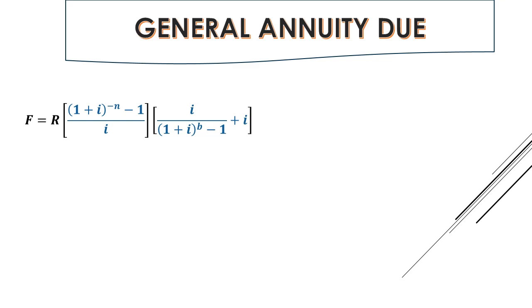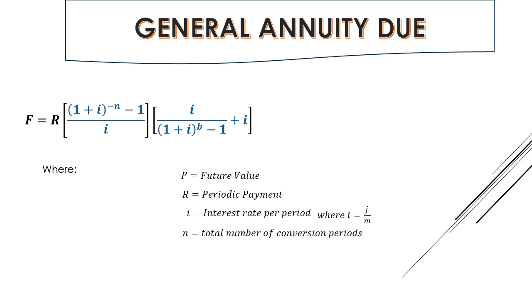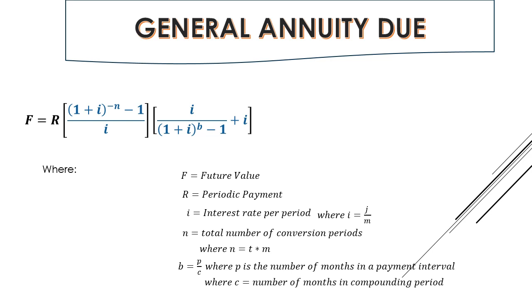Now this time let's have the general annuity due. The formula for the annuity due is F equals R times (1 plus I to the power of N minus 1) over I, times I over (1 plus I to the power of B minus 1), plus I. Where F is still the future value, R is the periodic payment, I is the interest rate per period, and N is the total number of conversions, which we get from the product of M times T. B is still P over C, where P is the number of months in a payment interval, and C is the number of months in a compounding period.